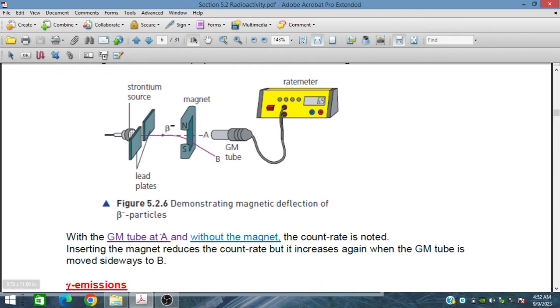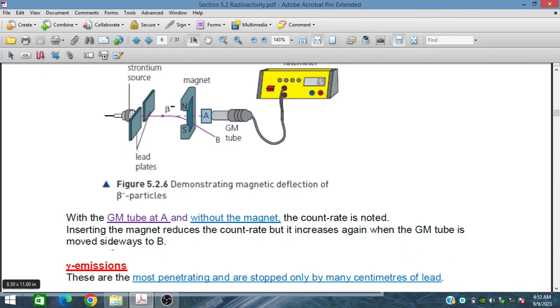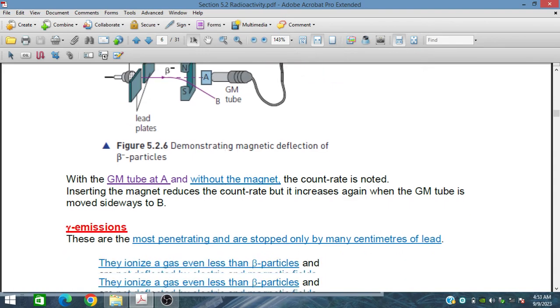With the GM tube at A and without the magnet, the count rate is noted at point A, and inserting the magnet reduces the count rate. After placing this magnet at this location, the count rate will reduce because it will deflect the beta particles to this position. When the GM tube is moved sideways to B, the count rate increases again.